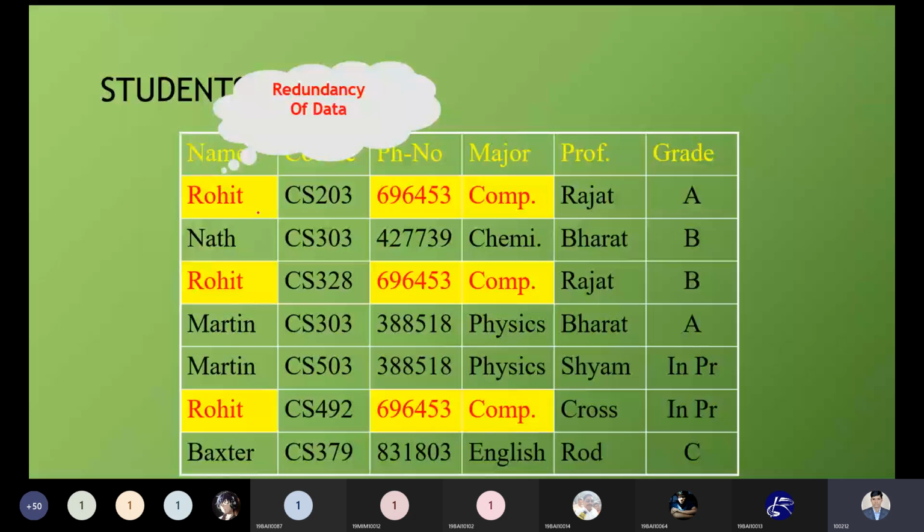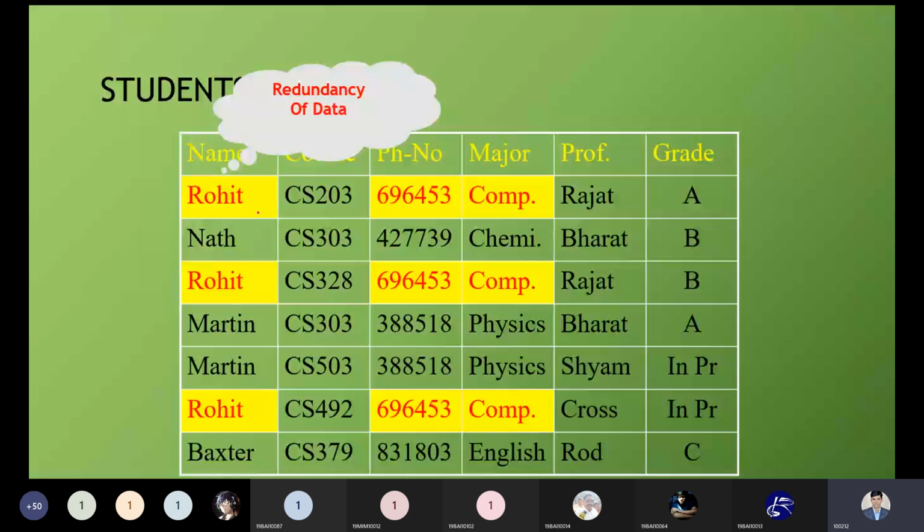But if you look at the student name, you can see Rohit appears three times here. So we have duplicacy of the data. This was the first problem. In our database, relation or table, we have duplicacy of the record. So what is the problem? To avoid such a problem, we have to normalize the information.